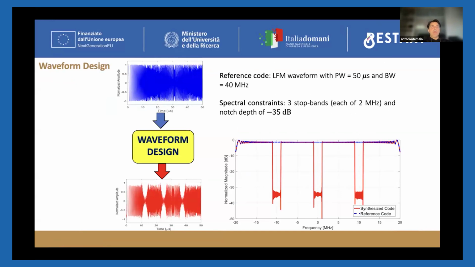Well, and here we can see the reference waveform, which is a chirp signal with a pulse width of 50 microseconds and a bandwidth of 40 megahertz. There are 2 spectral constraints that are forced in the designed waveform, each of them with a notch of minus 35 dB. And if we run our algorithm in MATLAB, we obtain the waveform which is reported here in the bottom part of our slide. And we can see also the energy spectral density of this waveform on the right part.